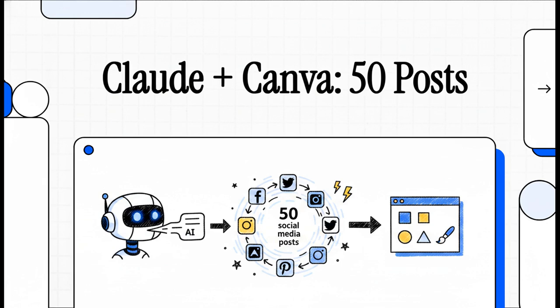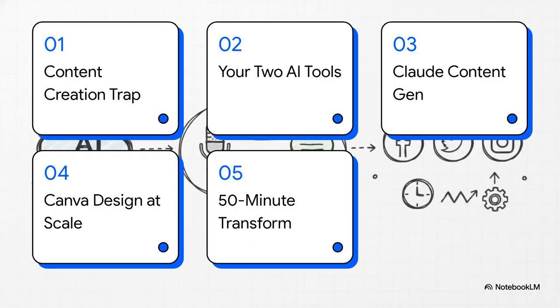If you've ever felt totally overwhelmed by that constant, unyielding demand for fresh content, the algorithm never sleeps, right? You are exactly where you need to be. Today, we're going to break down a precise, step-by-step system using Claude AI and Canva to essentially put your entire content pipeline on autopilot. So here's our rapid-fire agenda for today.